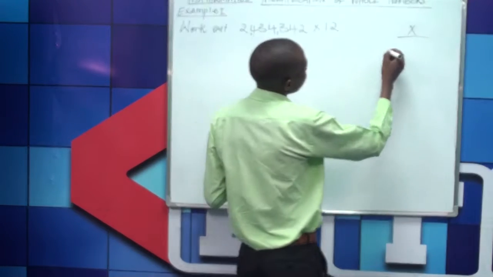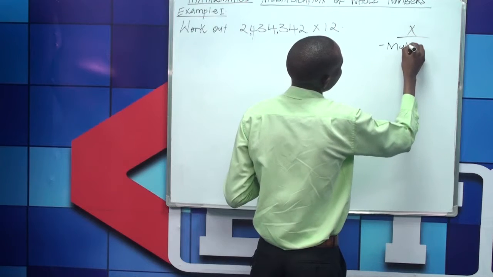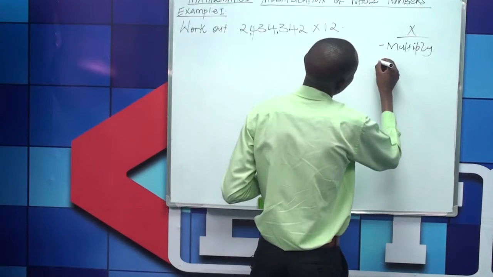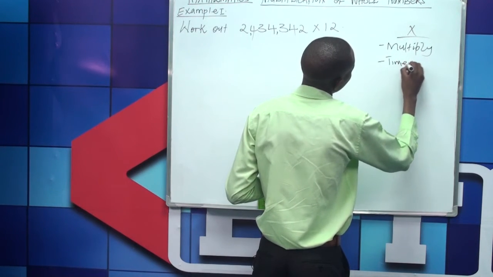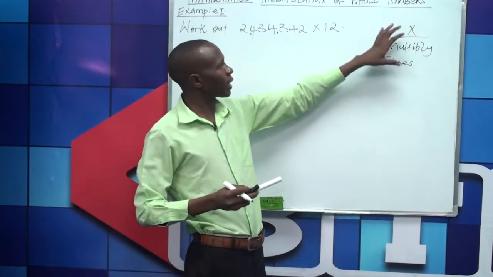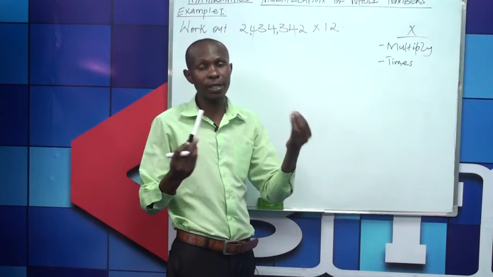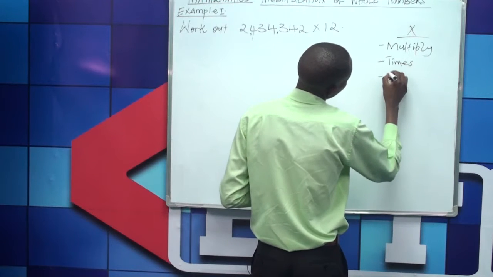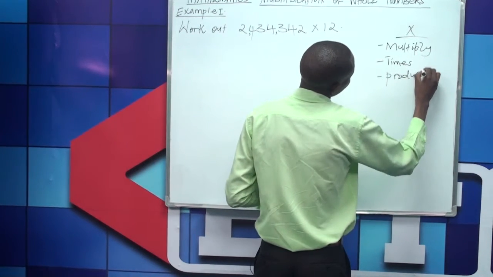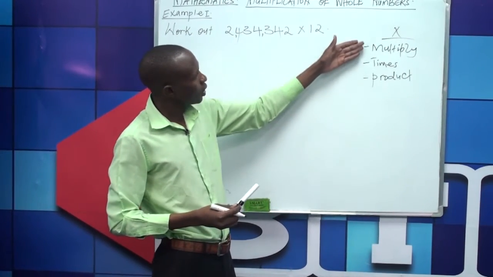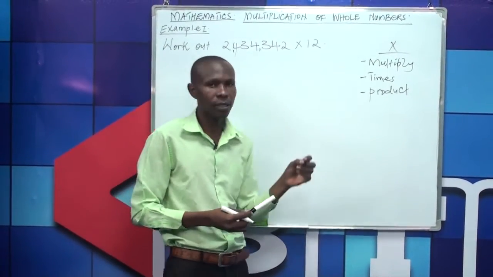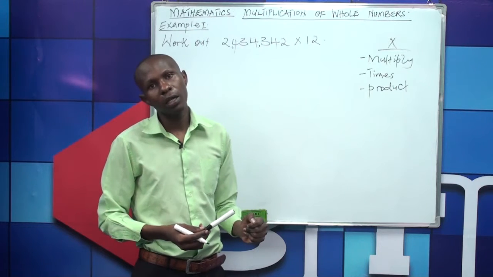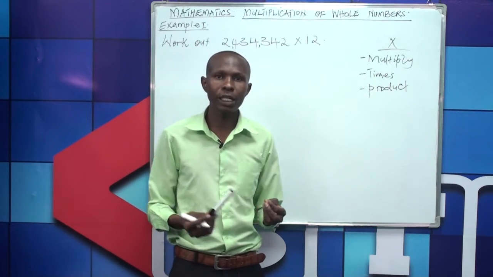So in simple terms, we shall have words like multiply, and at the same time, words like times. So when you find in mathematics where they say multiply or times, it is the same, everything is requiring you to multiply. Then at the same time, we also have what we call product. So we have multiply, times, product. All these words simply represent multiplication, so you shouldn't be confused by any of these words at any point.